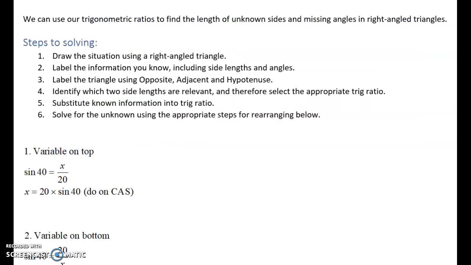All right, in this exercise, you're also going to have to find lengths of unknown sides and missing angles in right angle triangles. The most important thing to do when you're solving it is make sure that you draw the situation using a right angle triangle and label what you know. If you don't draw it and you just try to envision it in your head, it creates a greater potential for mistakes. Label your triangle with opposite, adjacent, hypotenuse. Identify your relevant sides, and that'll help you select your trigonometric ratio, and then substitute your information to find the unknown. So let's have a look.